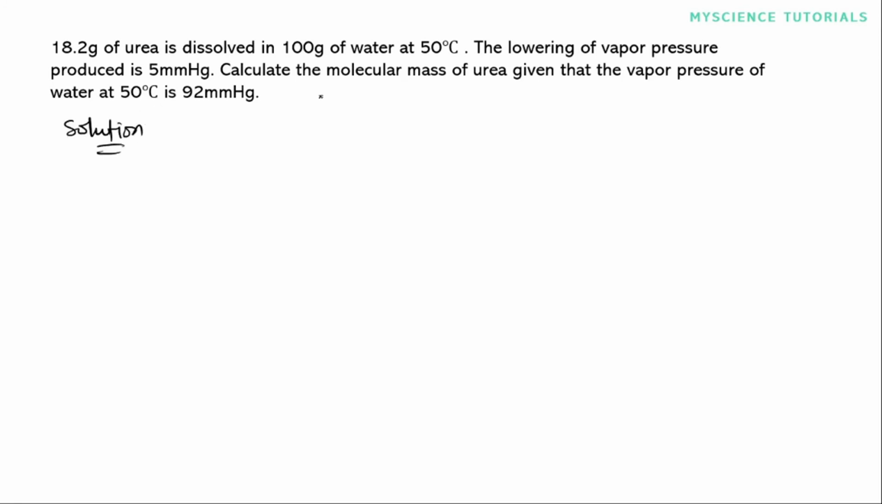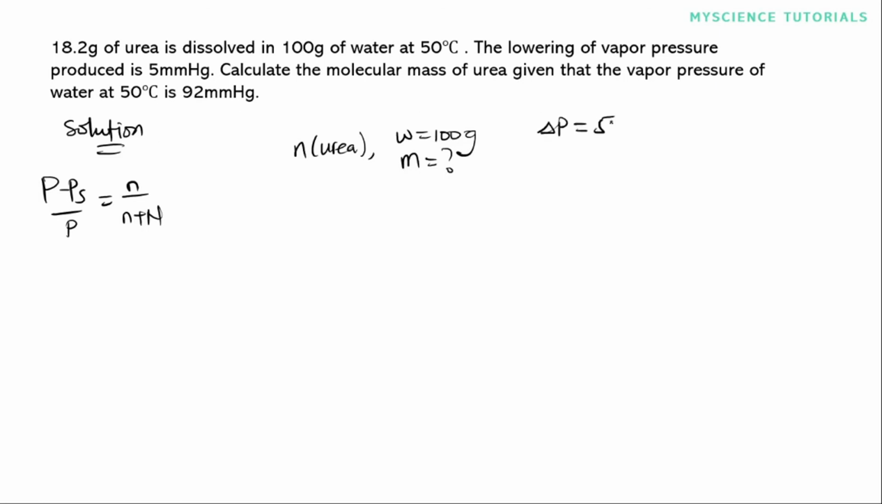Because we've not been told that this is a very dilute solution, we are going with this as our formula, which is n over n plus capital N. We have 18.2 gram of urea, so our small n is for urea. We have 100 gram, so small w is 100 gram. Sorry, 100 gram. The small m, which is the molar mass, is what we are being asked to find. And the lowering of vapor pressure produced, delta P, is 5 millimercury.